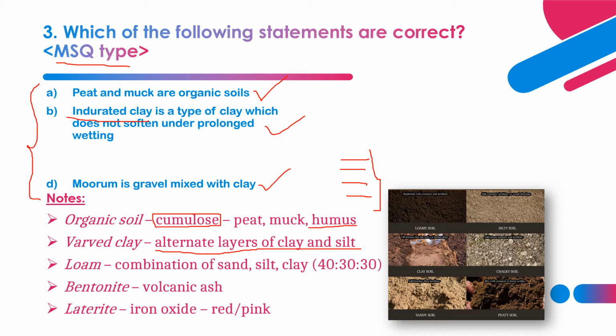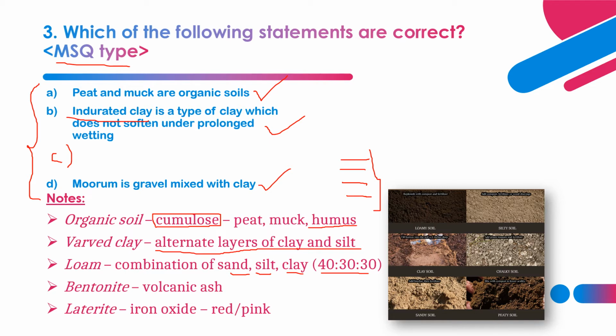Loam is nothing but a combination of sand, silt, clay. See, in this C option, we have loam. In that option, sand is replaced by gravel and clay is missing. So that's why that option is incorrect. Loam is nothing but a combination of sand, silt, clay in the proportion 40 is to 30 is to 30 in equilibrium. Bentonite is nothing but a volcanic ash and it contains high amounts of montmorillonite. That's why it has high swelling and shrinkage properties.